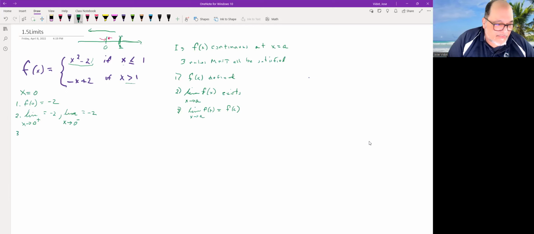And therefore, the third criterion is the limit of f of x as x approaches a equal to f of a. The limit as x approaches 0 of f of x equals -2, and f of 0 equals -2. Therefore, step 3 is satisfied.